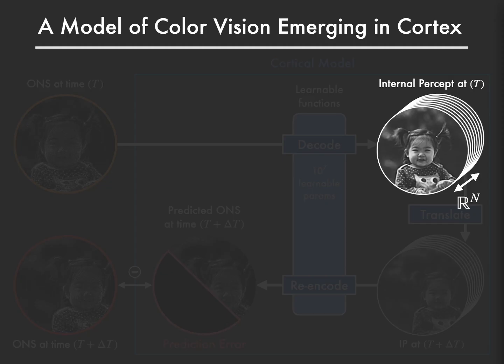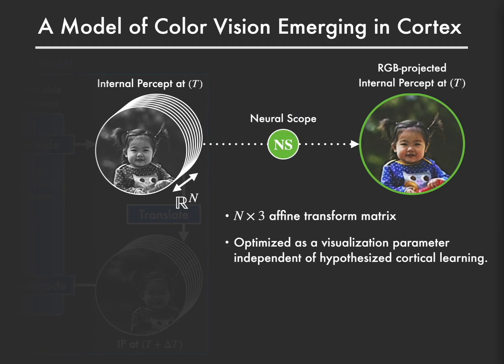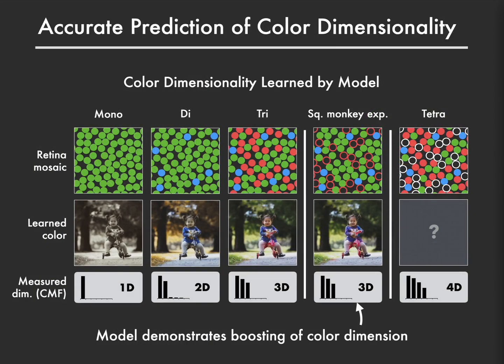But how do we visualize colors in R^n space? Here we use what we call neuroscope, which is simply a mapping from nD to 3D RGB color space with the minimum projection error. It's optimized as a visualization parameter independent of the hypothesized cortical learning. Okay, so these are the results of different models after training. Remarkably, this mechanistic model actually predicts the right color dimensionality.